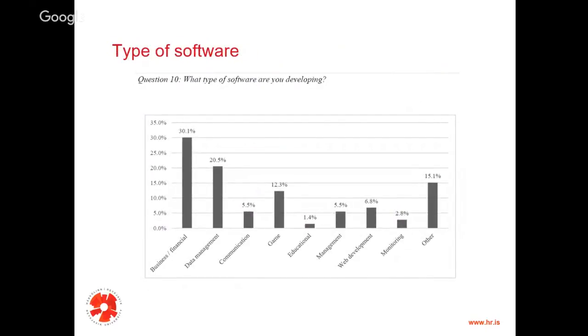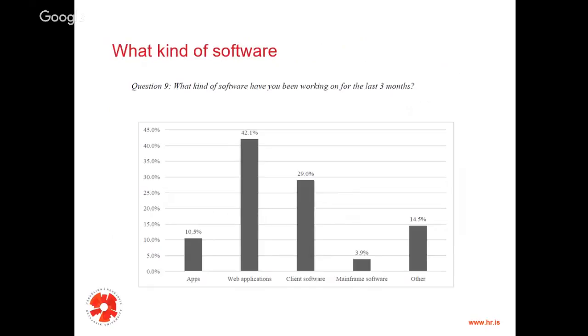Okay, regarding the type of software they were developing in the Icelandic software industry, 30% are developing business or financial systems, and then 20% data management. So half of them were in these two groups, and then it was split. We have web development here, we have games, a little bit more than 10%. Many of them were developing web applications. We also had a third of them developing client software. And then there were apps. This was in the autumn 2014, so this could have changed by now.